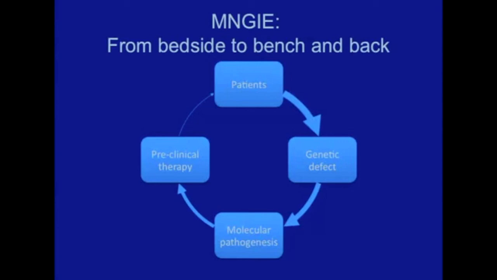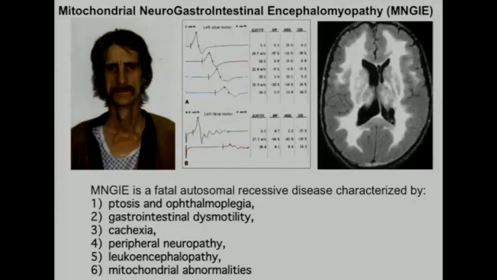And I'll just tell you briefly a story of how we went from patients to identify their genetic defects and identify the pathogenesis of the disease, and now we're going back to patients with therapy. And this is what we all are trying to do with precision medicine these days: identify mutations and identify their disease pathomechanisms, and hopefully come back to the patients with meaningful therapies specific for their disease. So this is an example here.